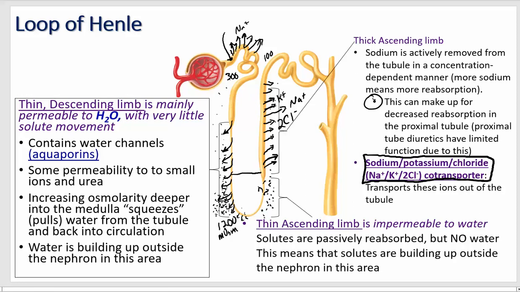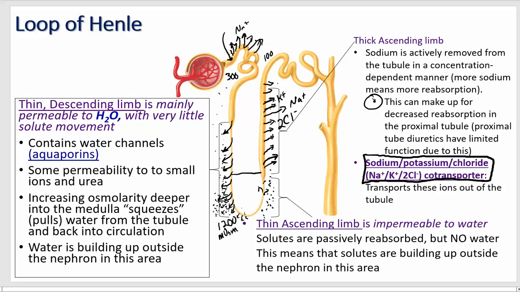So by concentration dependent, that means the more sodium there was in there, the more is going to be reabsorbed back into the body. So that can make up for decreased reabsorption in the proximal tubule, or just a lot of sodium. Proximal tubule diuretics have a limited function due to this. There aren't a lot of proximal tubule diuretics, but there are some, and they're not going to have as much of an effect, because if they block sodium from being reabsorbed, it doesn't matter, because it'll just be reabsorbed here. Now, you can use them with other things that block this.